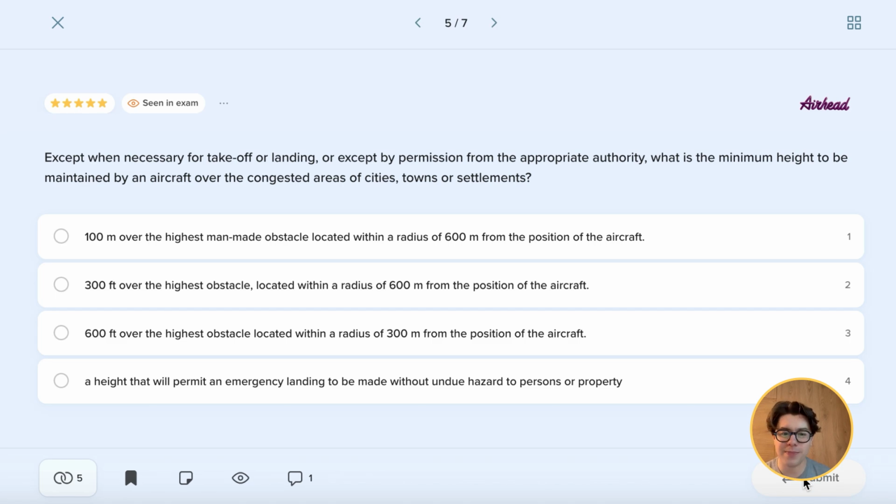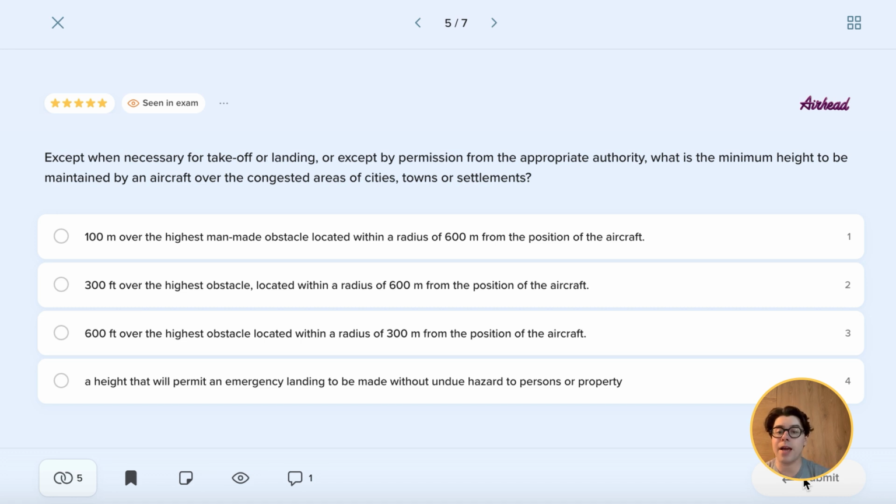Question number 5. Except when necessary for takeoff or landing, or except by permission from the appropriate authority, what is the minimum height to be maintained by an aircraft over the congested areas of cities, towns, or settlements? So this is a relatively tricky question, as I'm sure at this moment you are already thinking about the minimum VFR altitude, which would absolutely be the correct thing to do.